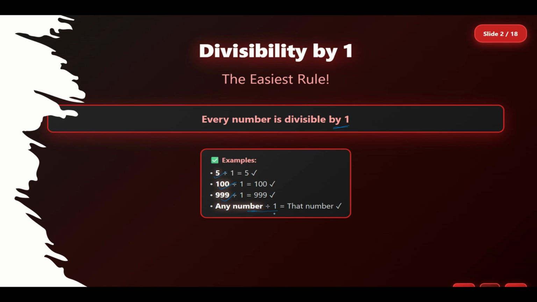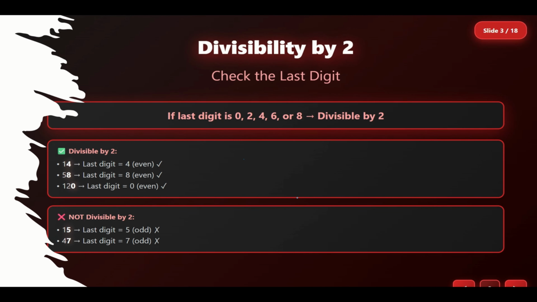Now let's get into the real magic. Divisibility by 2. This one is a classic. The rule is super simple. Just look at the last digit of the number. If it is 0, 2, 4, 6 or 8, it is divisible by 2. Let me give you a few examples. Take 14. The last digit is 4. That's even. So yes, it is divisible by 2. How about 58? Last digit is 8. Even again. So yes, even this number is divisible by 2.